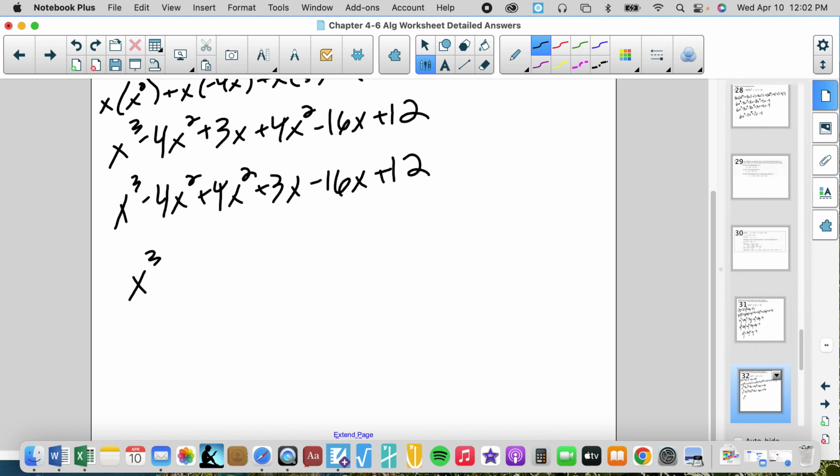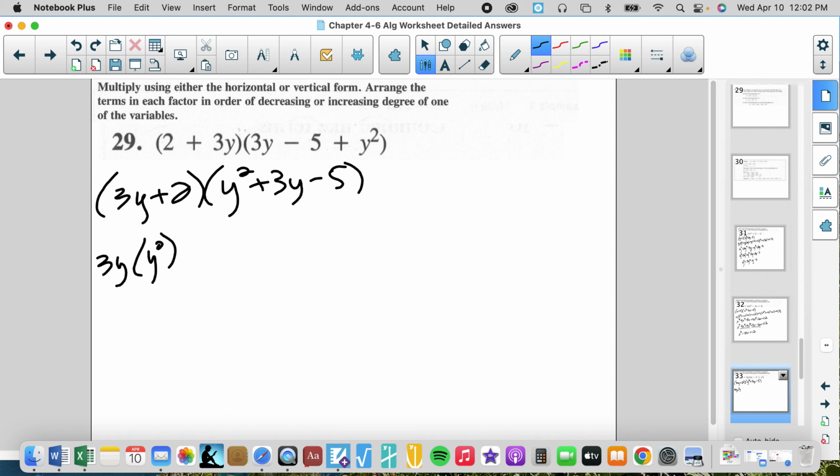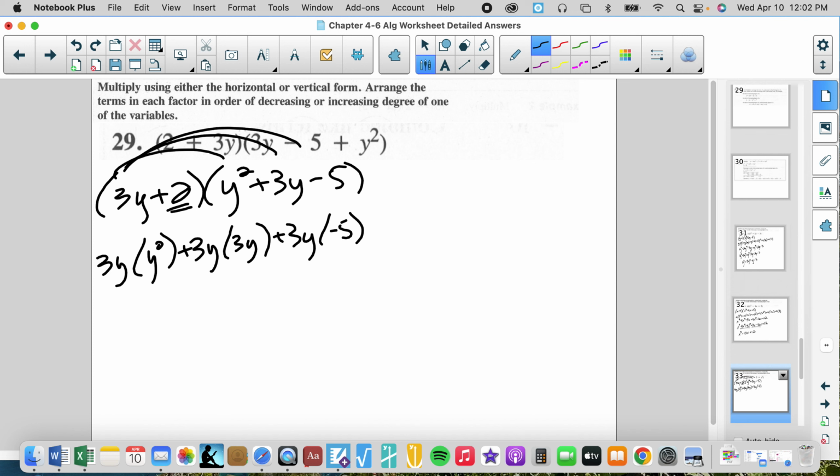X to the third doesn't have a partner. That's going to cancel. That's going to give you negative 13x plus 12. Let's rewrite the binomial in the first, and the trinomial. So both were not in standard form. 3y times y squared plus 3y times 3y plus 3y times negative 5. All we're doing is distributing to these three terms, and now we're going to distribute this term into the trinomial.